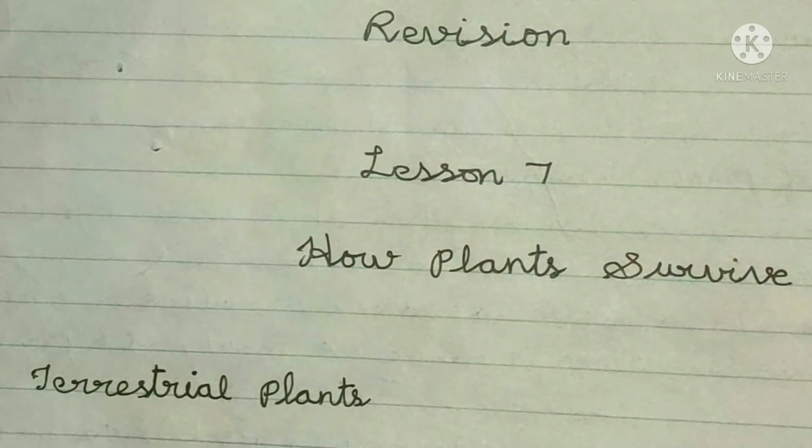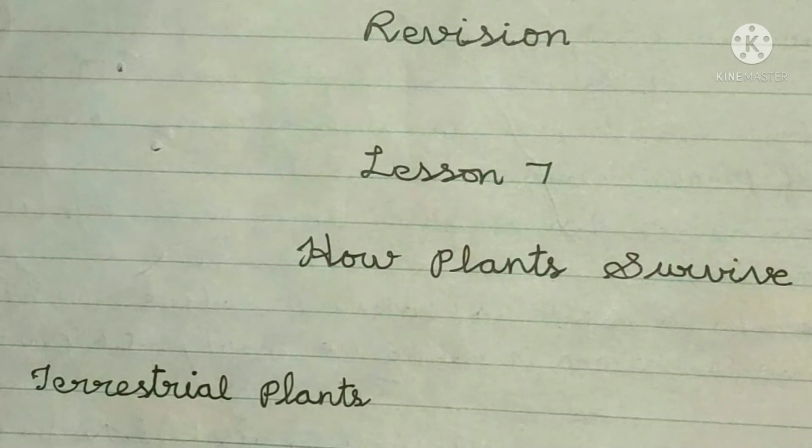First, terrestrial plants. What are terrestrial plants? Plants that grow on land are known as terrestrial plants. Land has different features such as plains, mountains and deserts. Some parts of land receive heavy rainfall, some moderate and some very little.